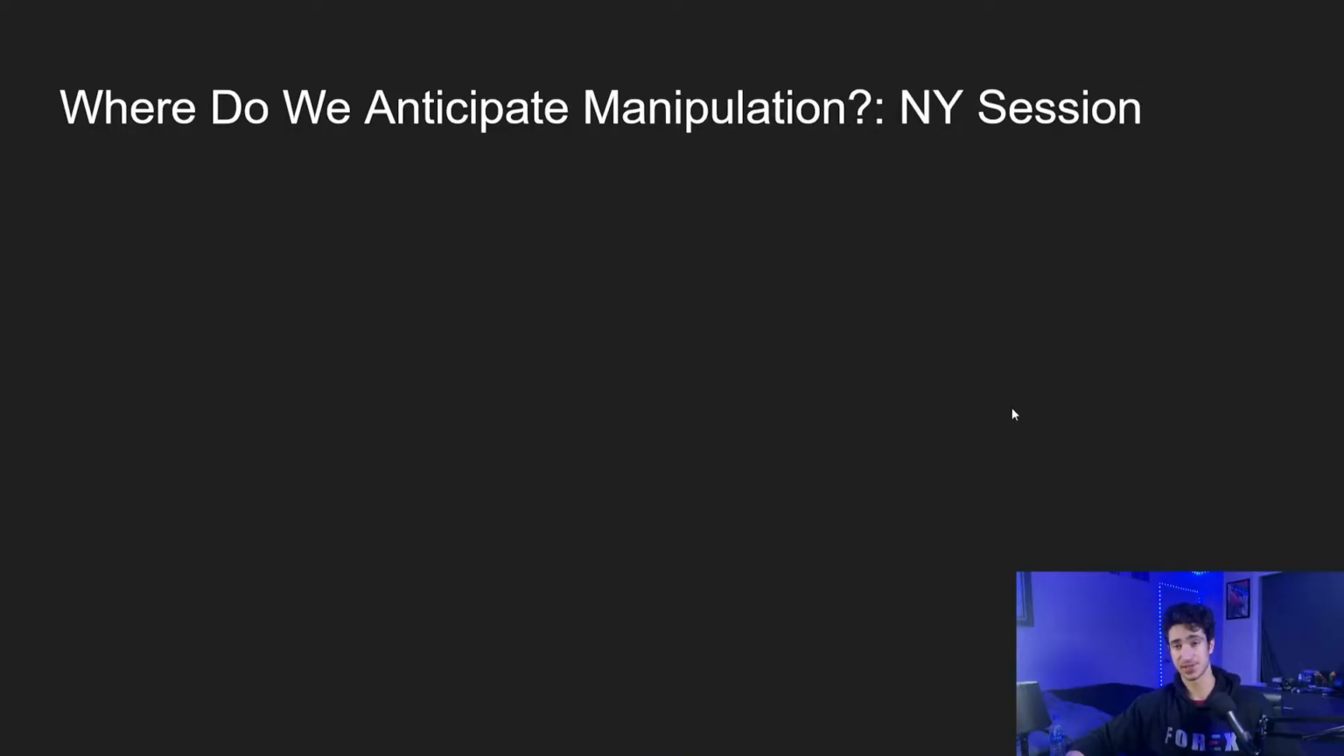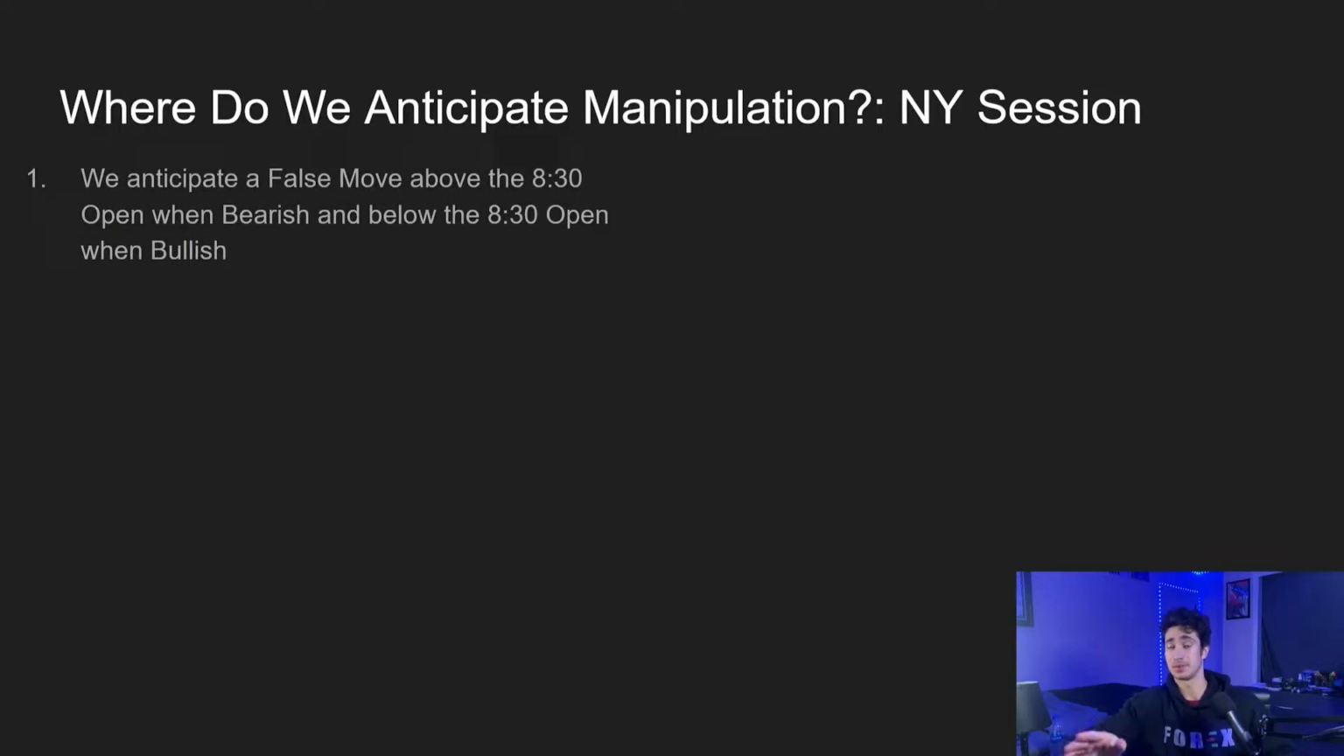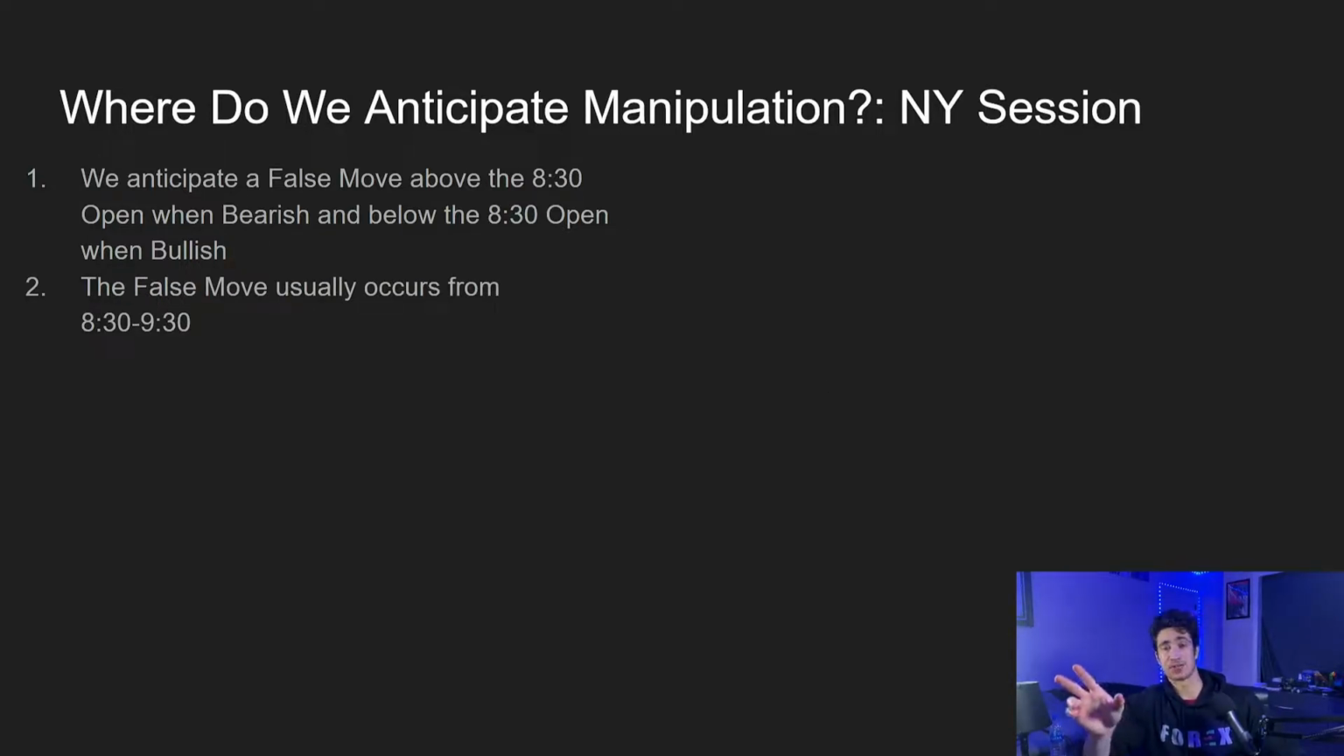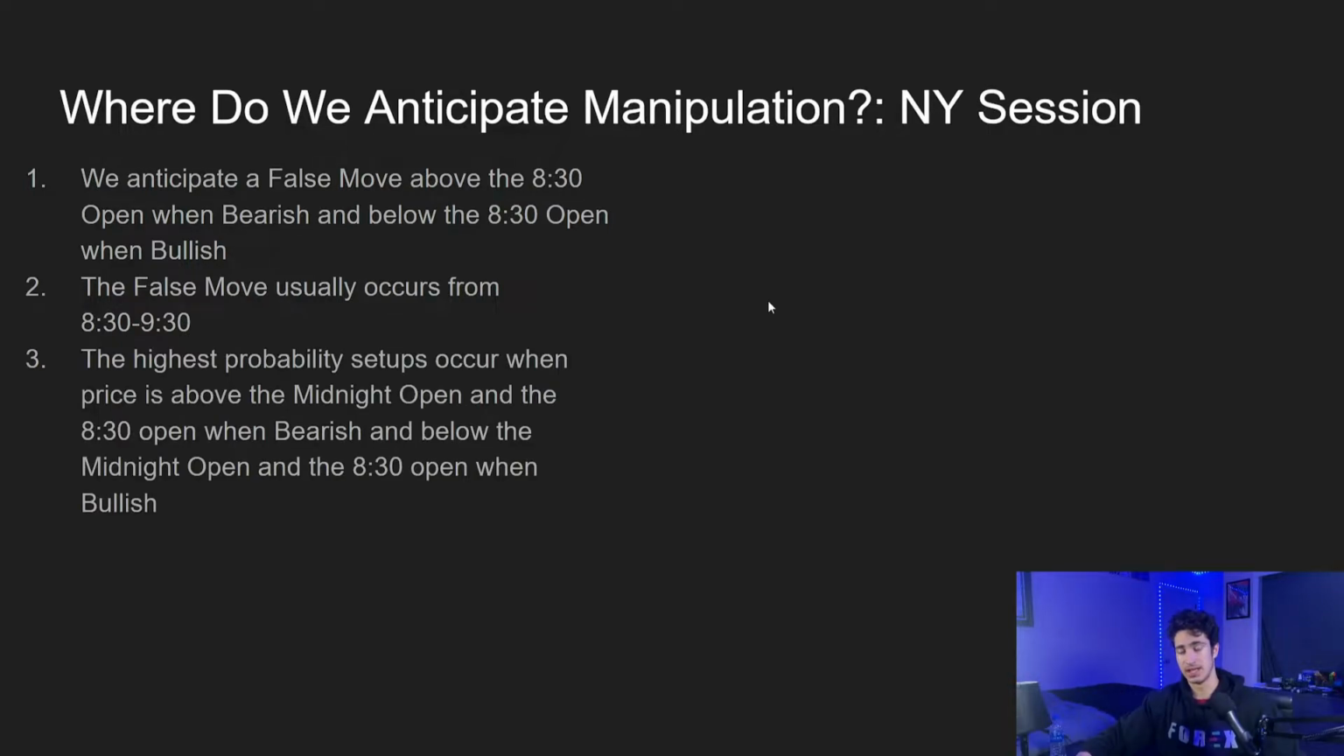So for the New York session, where do we expect manipulation here? We expect manipulation at 8:30, so we delineate that line for the open. And when we are bullish, we expect a sweep below this 8:30 open, and when bearish, we expect a sweep above the 8:30 open. This false move usually occurs in the hour span of 8:30 to 9:30.